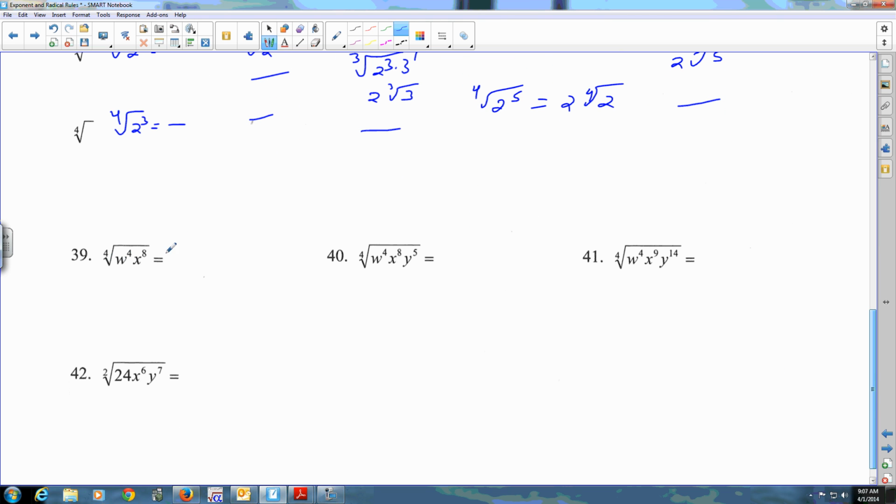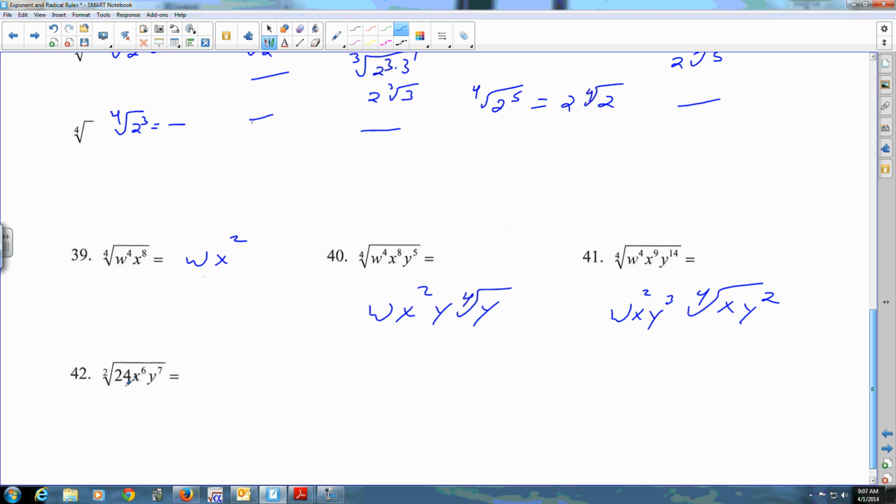So when you're doing this with the variables, 4 goes into 4 once, 4 goes into 8 twice. So it's w x squared y with a fourth root of y left over. So w, and then x squared with an x left over. 4 goes into 14, what would that be, 3 times with 2 left over?